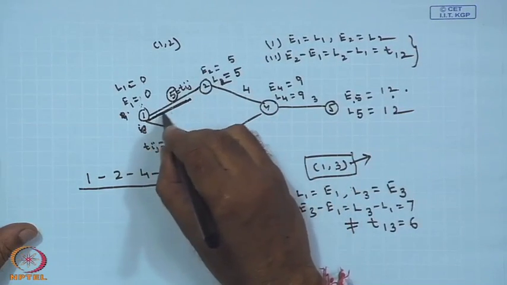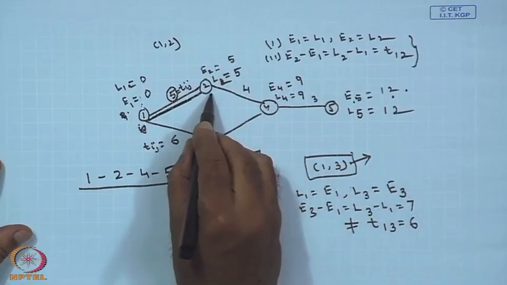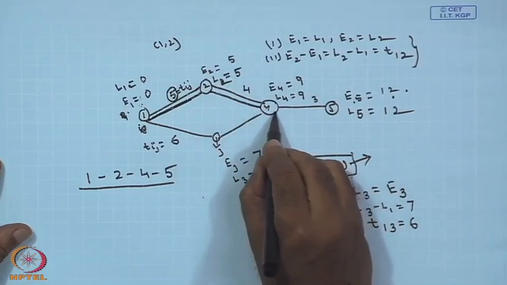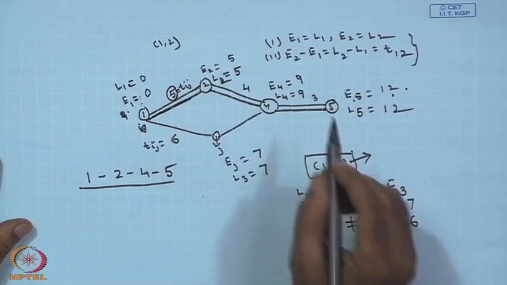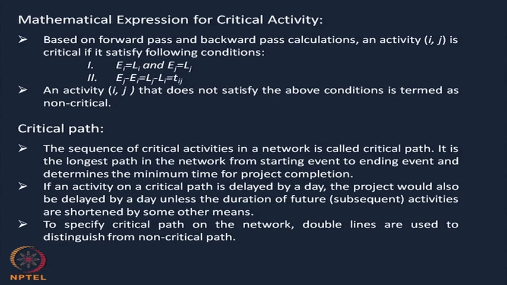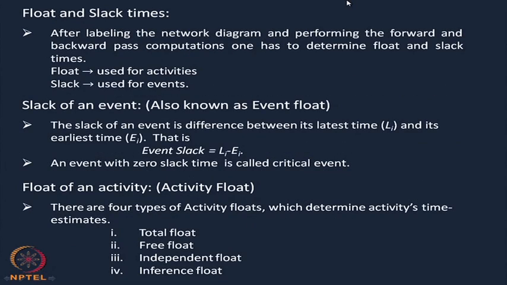How do we denote it? We denote it by a double line, to show the critical path. The double line tells that this is the critical path, and through this path the activities can be further broken down. The last point: to specify the critical path on the network, double lines are used to distinguish it from non-critical paths. So, whenever I have a double line, that is the critical path, and if I have a single line, that path is the non-critical path.